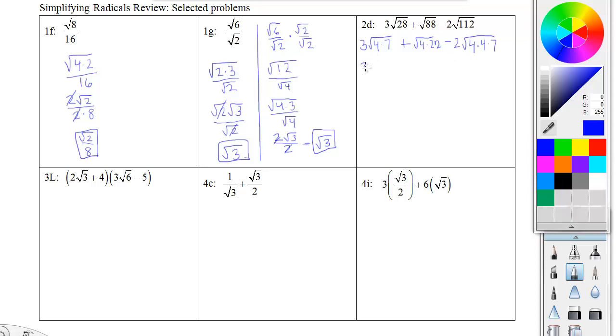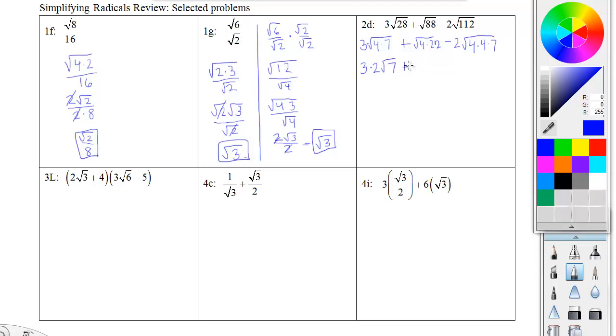So the 3 can stay. The square root of 4 is 2. And the 7 is here. When you take the square root of 4, it multiplies this 3, because remember, since there's no symbol here, it's a multiply. The absence of a symbol in math means multiplication. So when the square root of 4 comes out, the 2 multiplies the 3.